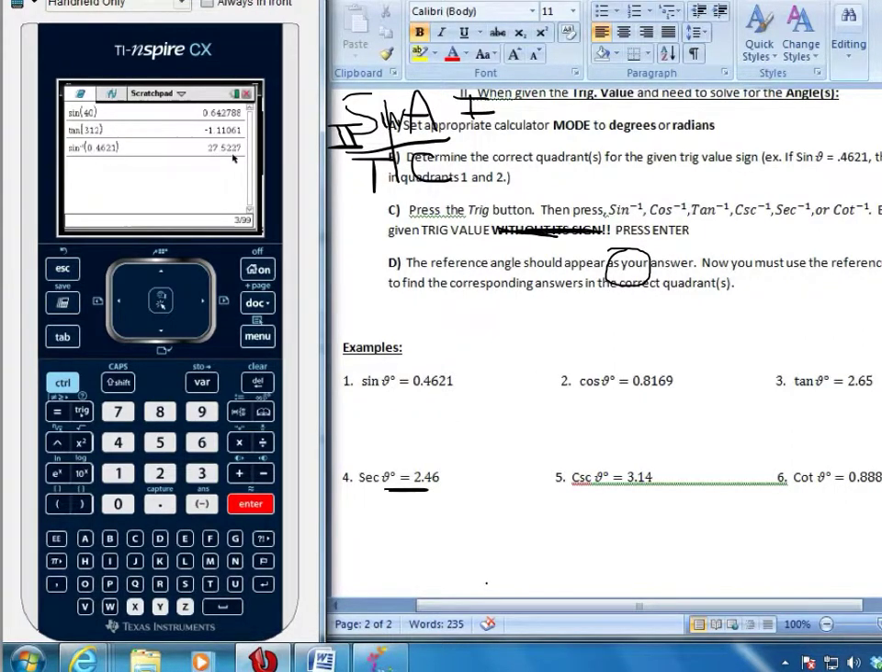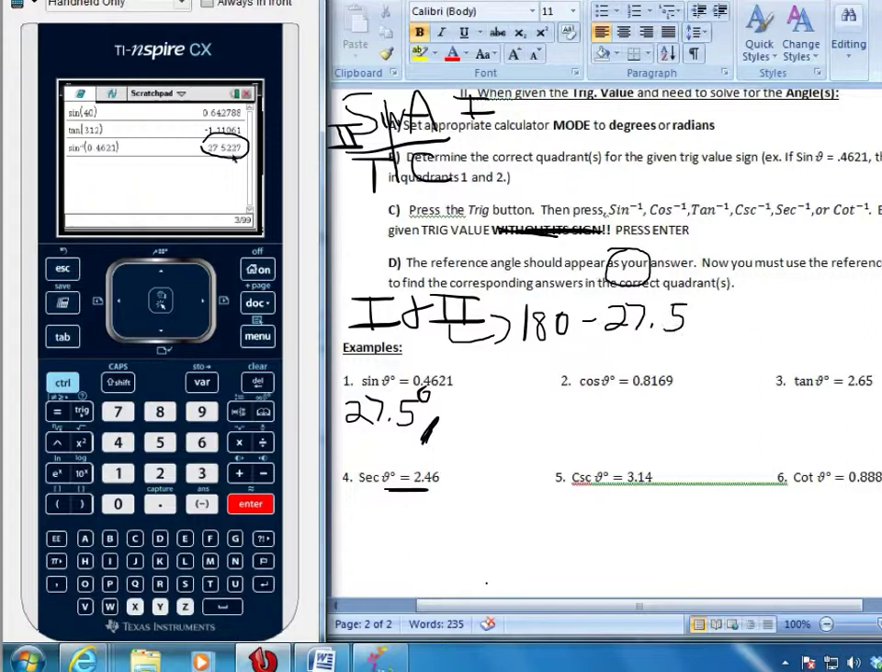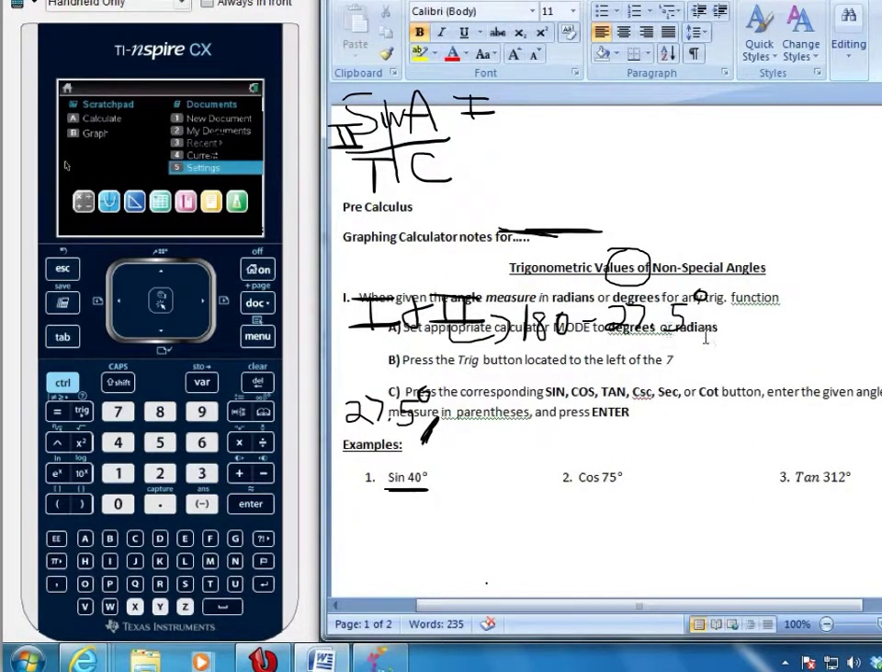Okay, so in the first quadrant, it gave us this 27.5. That's one of the answers. Remember I said that the answers were in quadrants 1 and 2. So quadrant 1, it's 27.5 degrees. Now to get it in the second quadrant, it's got to be 27.5 degrees from the x-axis. So this is where we do 180 minus the reference angle of 27.5. And I'm going to do that next on the calculator.